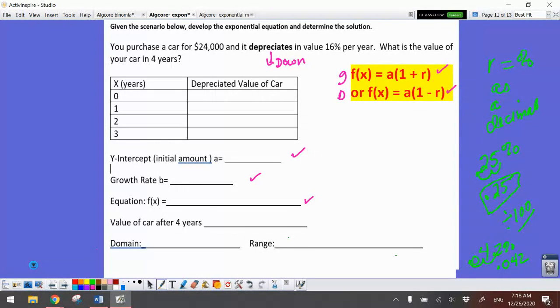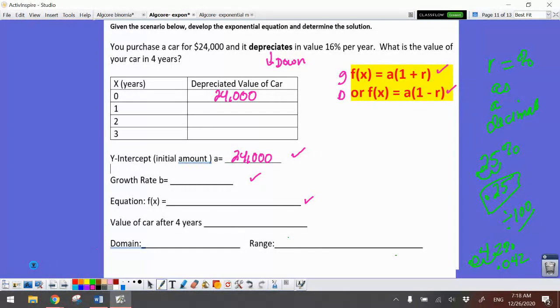Okay, and we have to then write our function and figure out our values. We're going to make use of our calculators to kind of figure out these numbers. So let's start with purchasing a car for $24,000. Well, that's my initial amount. Okay, when I buy my car, it is worth $24,000. That's my starting point.